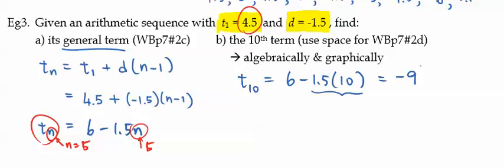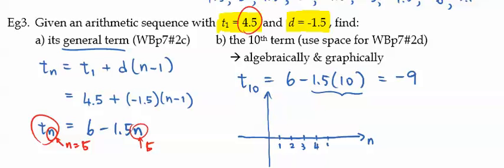You can also come up with this answer by making a graph. Setting up your axes like y equals mx plus b, you can have n equals 1, n equals 2, n equals 3, 4, 5, 6, and so on. I need a bigger graph. 7, 8, 9, and 10.